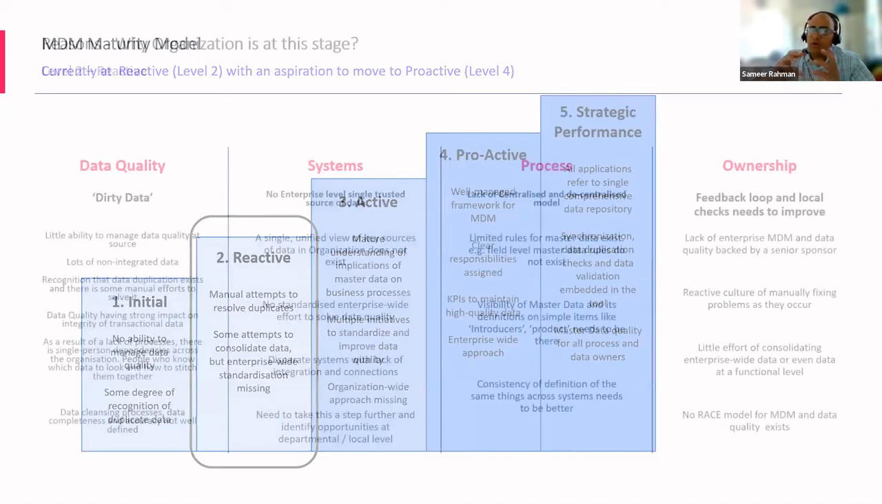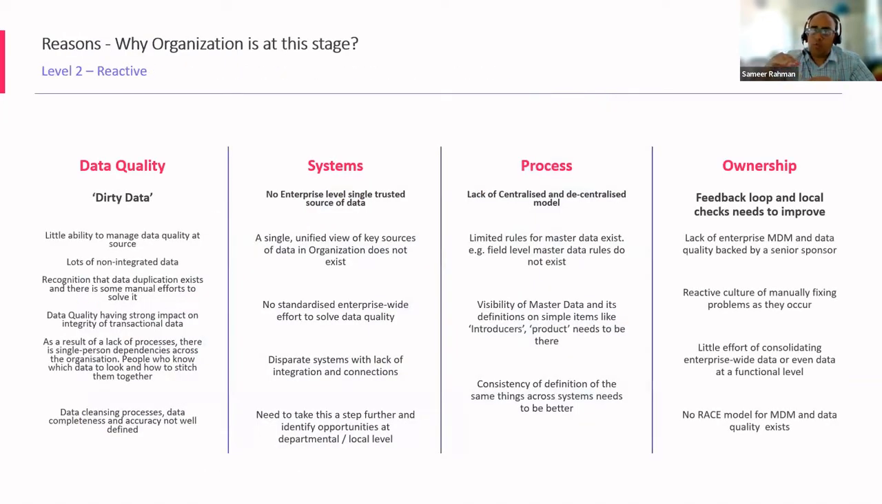And then this is the second part, why the organization was at that stage. And you can read some of them. Basically, the highlight was the data wasn't good quality. On the systems, there was no enterprise level single source of truth. The processes were not standardized. There was no ownership, no feedback loop, and no local checks. So again, it was kind of a messy data management process.